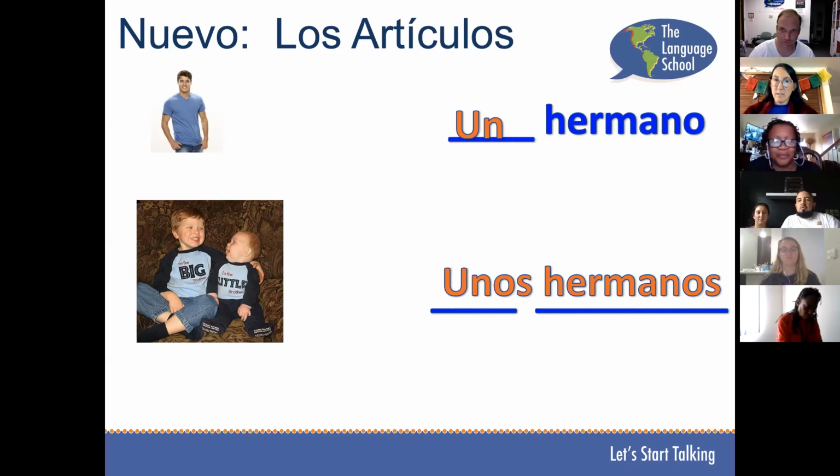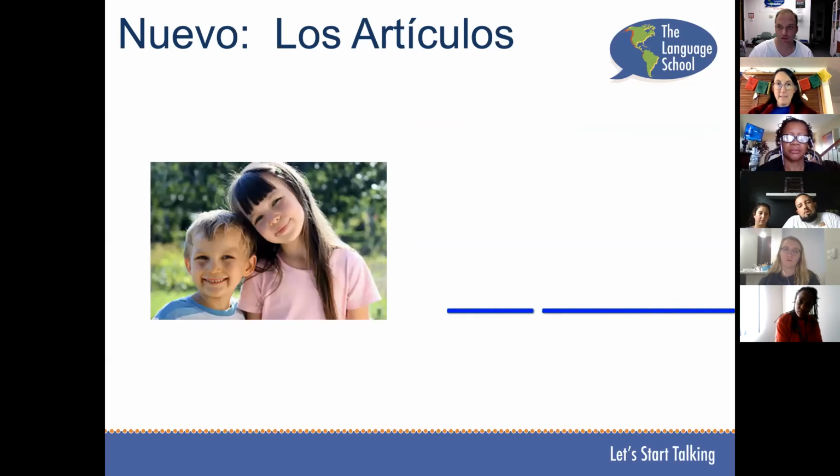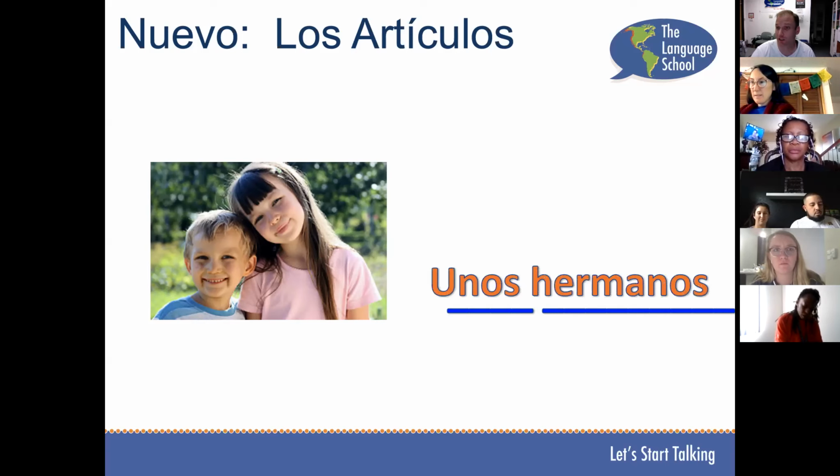Okay. Andrea. Una hermana and unas hermanas. Muy bien. Shelby? Here we have siblings. We have a brother and a sister together. Oh, I forget siblings. ¿Cómo se dice siblings? So it's the same as brothers, unos hermanos. So in Spanish, whenever we have a mixed group like this with a boy and a girl together, it defaults to the masculine word in Spanish.